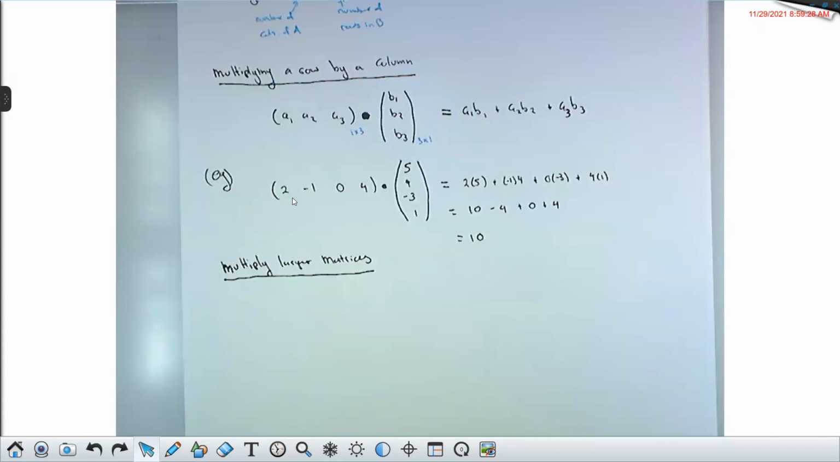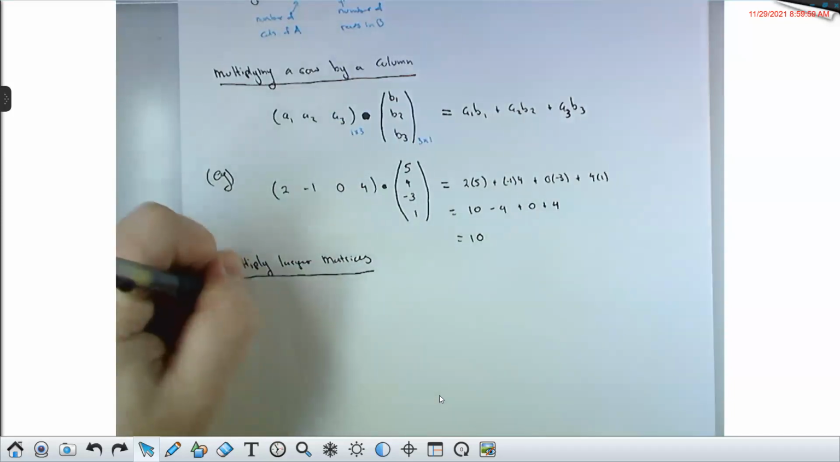So I couldn't do 3 in a row times 4 columns. Correct. If A has 3 columns, so each row is length 3, and B has 4 rows, so each column has length 4, then we would be in trouble because there would be a mismatch here. We would have an extra guy here that didn't have a buddy here.